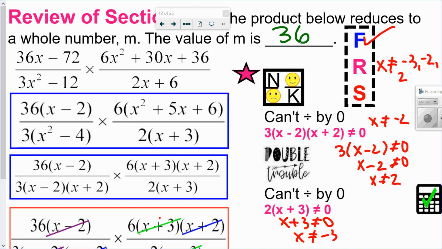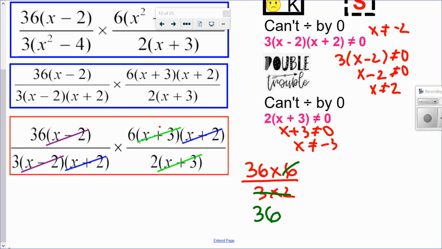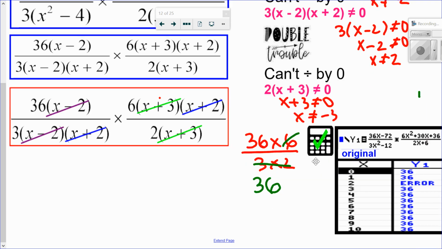Again, you guys know I'm a big fan of the check, so I'm going to put this into my calculator. I'm going to put the original expression into y1. I'm going to put my answer of 36 into y2. The check always happens in the table, and look, it's always equal to 36 with the exception of your non-permissible values. So that tells me I did my question correctly.